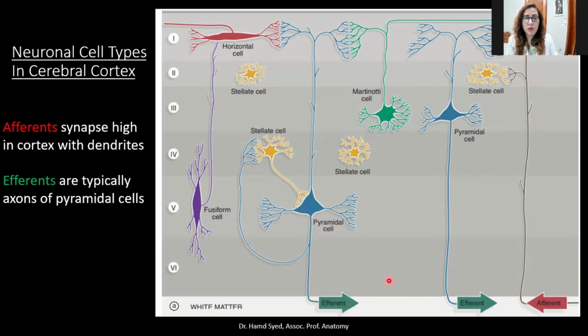So this is a general organization. Over here, you can also see the fusiform cell in the 5th layer. The cell body is directed at right angles to the surface, and its axon is also projecting upwards. So this is a general organization of the different neuronal cells in the different layers of the cerebral cortex.